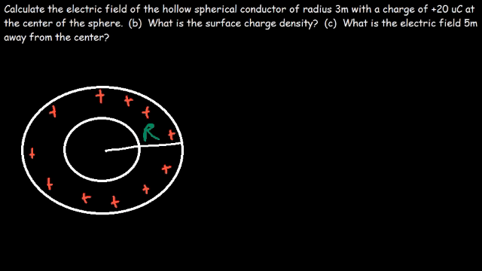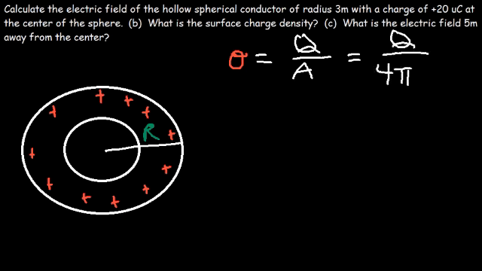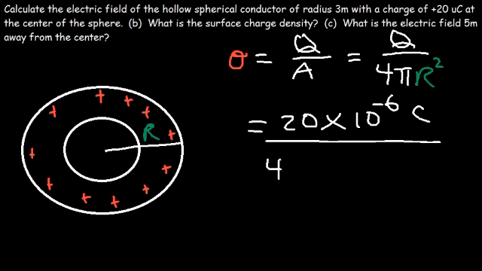Now what about part B? What is the surface charge density in this problem? How can we figure that out? Well, the equation that we need is this equation. The surface charge density is the ratio between the charge and the area. The area is basically the surface area of the sphere, which is 4 pi r squared. So we have the charge, it's 20 microcoulombs, or 20 times 10 to the minus 6 coulombs. And the radius of the sphere is 3 meters.